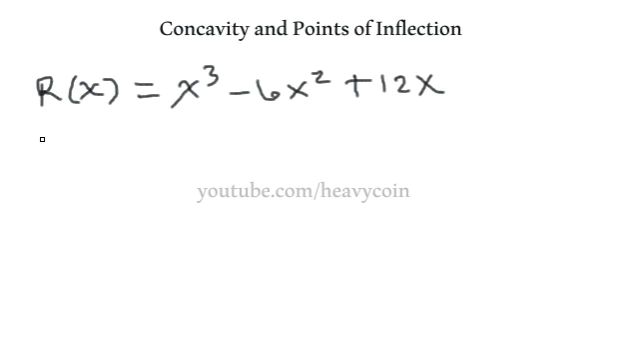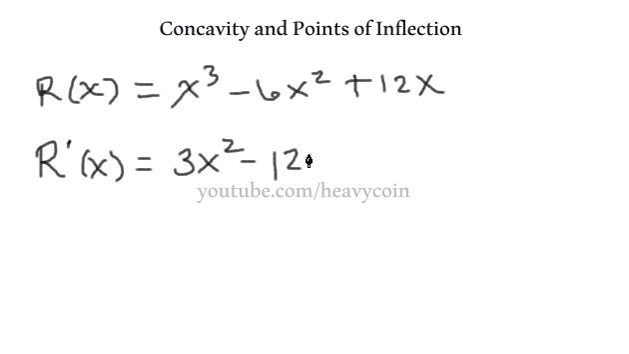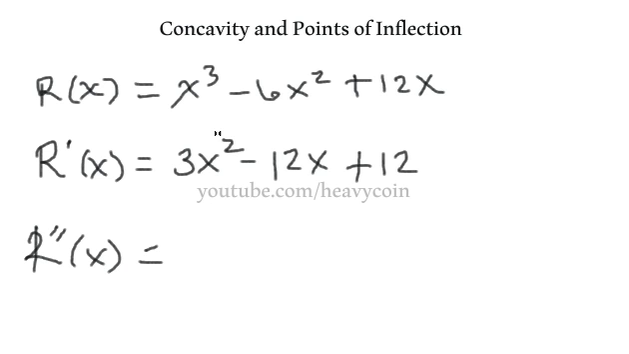So the first thing I'm going to do is take the first derivative, r prime of x, which gives us 3x squared minus 12x, and then plus 12. Then I'm going to go ahead and take the second derivative. Wow, that's an r, it didn't look anything like that one, but whatever. So we end up with 6x minus 12.